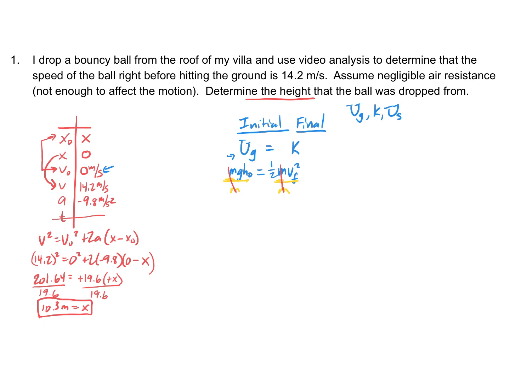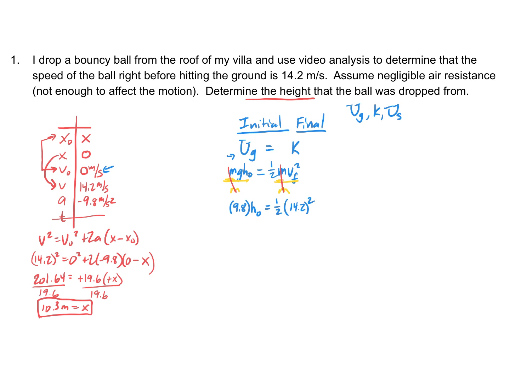So on the left side, I am going to have gravity, which is going to be 9.8. Remember that energy is not a vector, so it doesn't need the negative. And then I have the height, which is what I'm hopefully trying to solve for. And then over on this side, I'm going to have the 1/2, the mass canceled out, and I've got that final velocity, which is 14.2 squared.